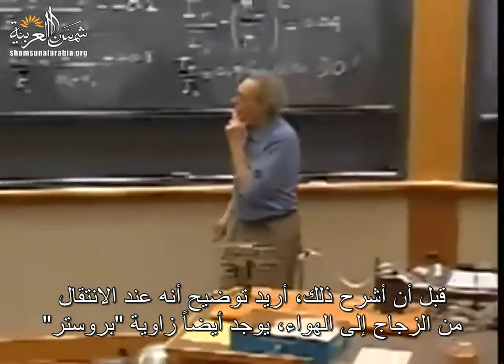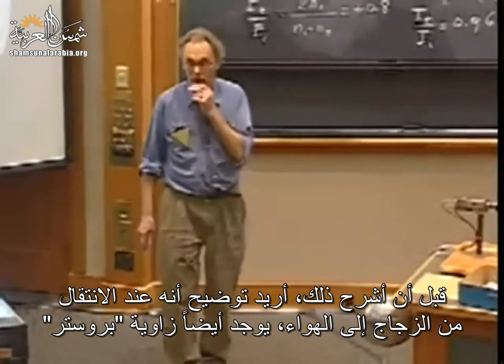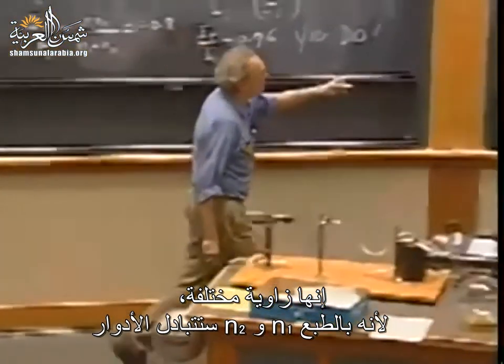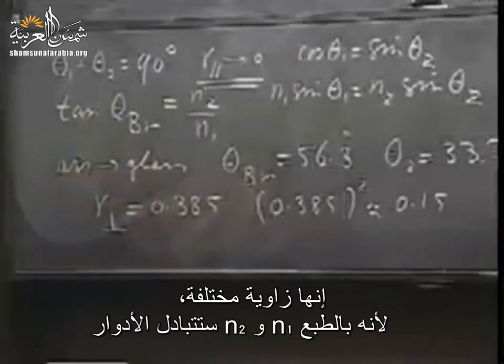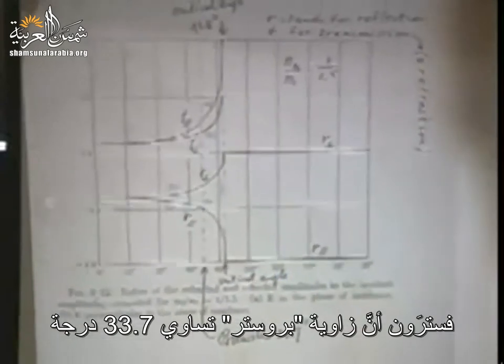Before I demonstrate that, I want you to appreciate that if you go from glass to air, there is also a Brewster angle. There's a different one. Of course, because then N1 and N2 flip roles. And so if you look at the bottom panel of your page 2, then you will see that there is a Brewster angle at 33.7 degrees. So that means if you're now inside glass and you bounce the light off the medium with air, then at an incident angle of 33.7 degrees, you can create also 100% polarized light.